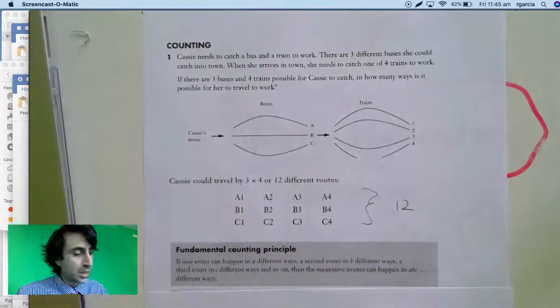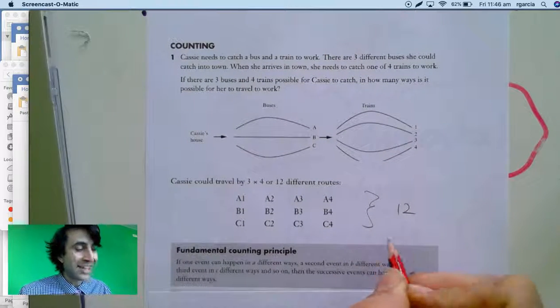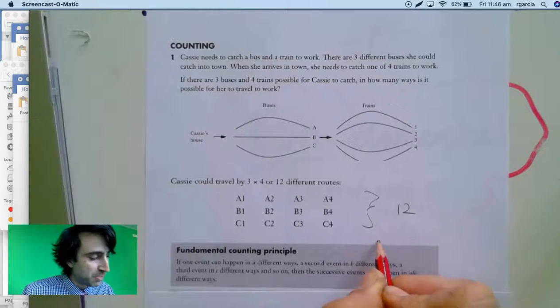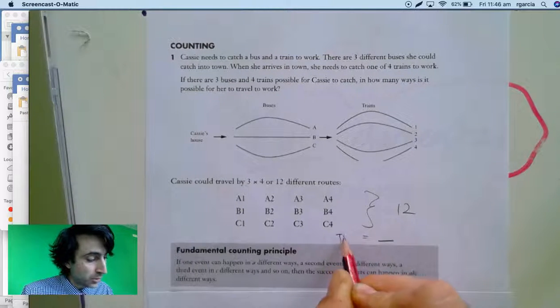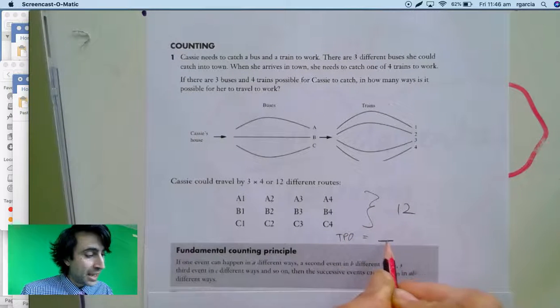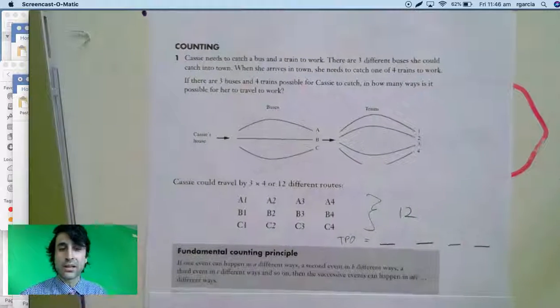Let's put that in a nicer way. I like basically saying, well, let's say each event is a space. How many options are there? So the total possible outcomes. How many options are there in each event? And I actually just put a line in.